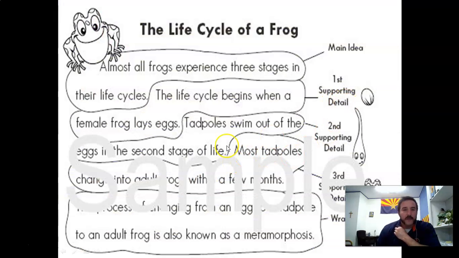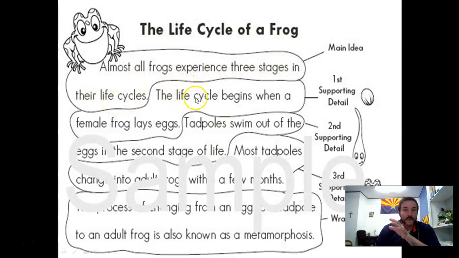Very good. I'm sorry about this big sample word in here, but I think you can still get the gist of this. This is a paragraph about almost all frogs experience 3 stages in their life cycles. Take a look. First, topic sentence is indented. Yep, that's the main idea. That's the topic sentence, basically the same thing. And look at all these supporting details. Guess what the supporting details are going to talk about? Something about how frogs experience 3 stages in their life cycle.